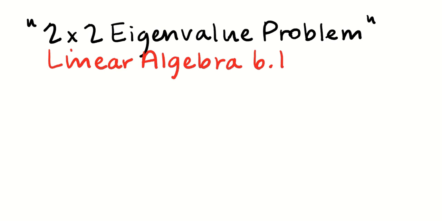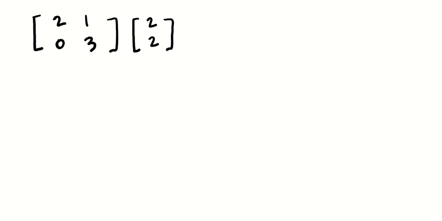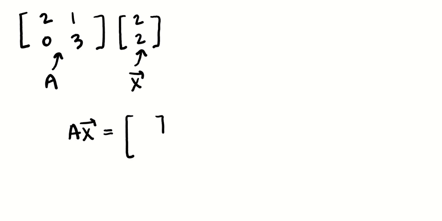Alright, welcome back. In this video, I'm going to be telling you about the 2x2 eigenvalue problem for linear algebra. So to start, I want to talk to you about this matrix multiplication right here. We're going to talk about what happens when I take this matrix, which I will call A, and I multiply it by this vector, which I'm calling X. Okay, AX is going to be a 2x1 vector.